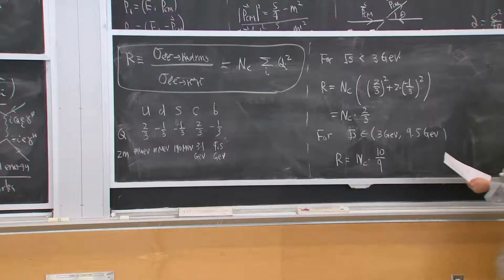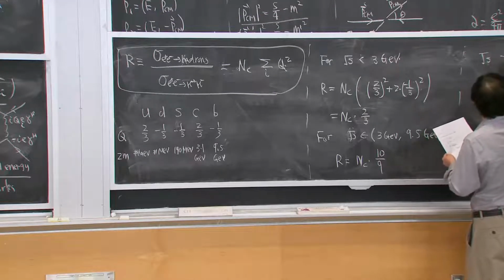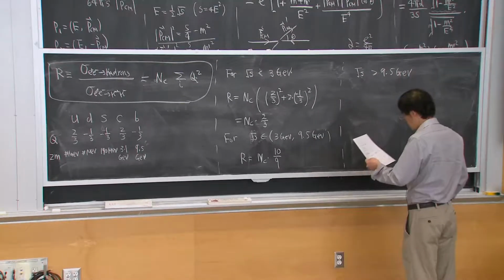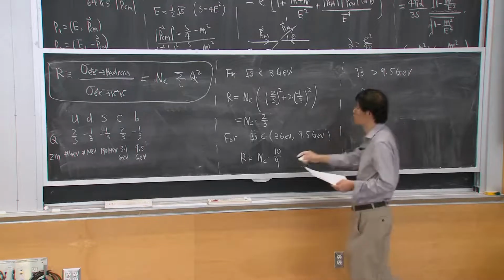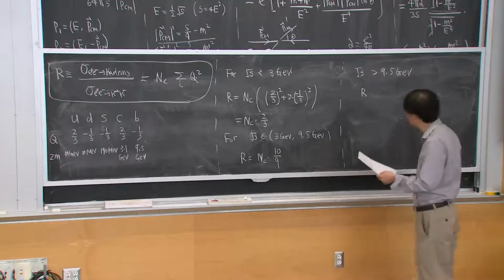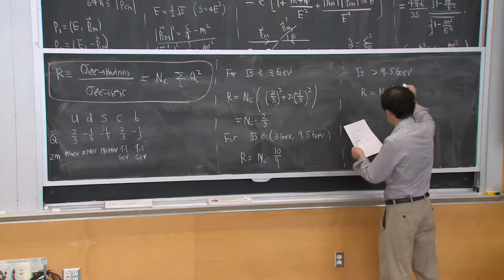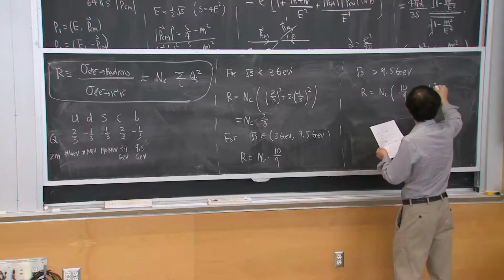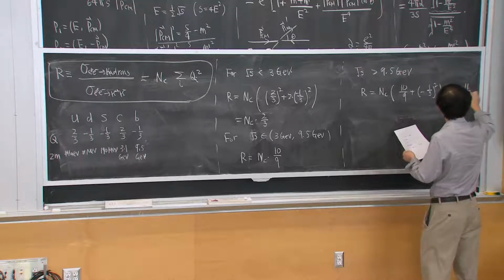And now, if you have square root S greater than 9.5 GeV, now you can create the bottom quark. Okay, then you add another 1/3 squared. So this R equals NC times 10 divided by 9 plus another 1/3 squared. So that gives you NC times 11 divided by 9.